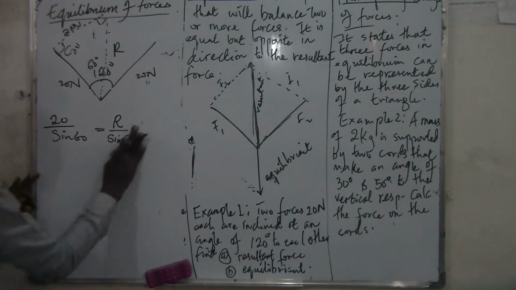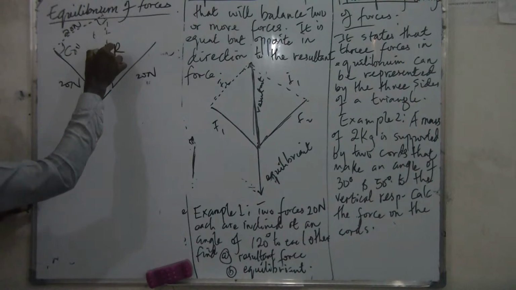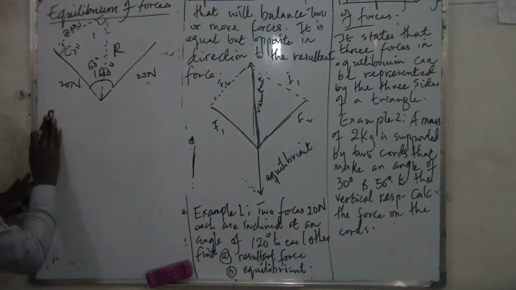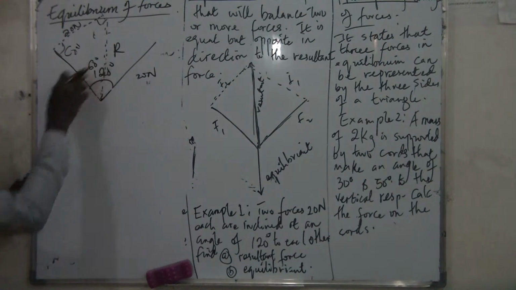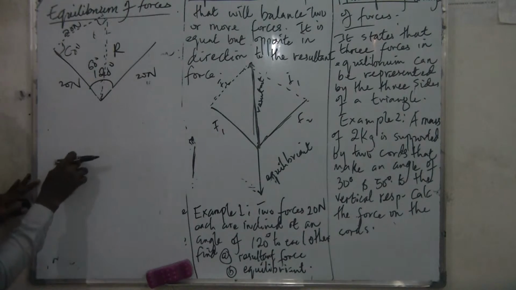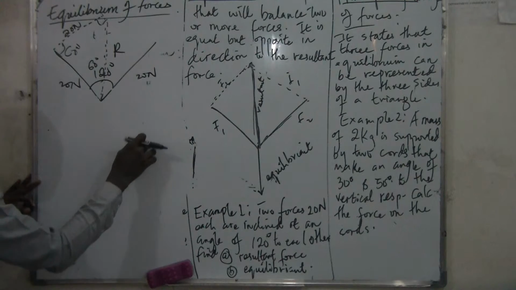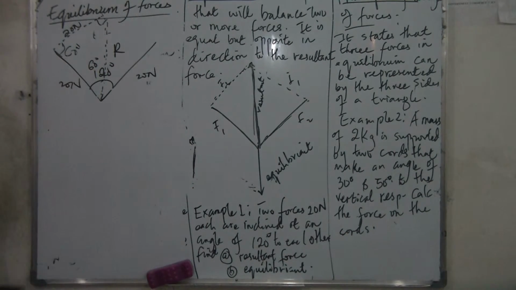Or we can also use the cosine rule. Speaking about this side, the resultant, we can say that R squared is equal to 20 squared plus 20 squared minus 2 times 20 times 20 cos of this angle, and it will have the same value. So which one is better?